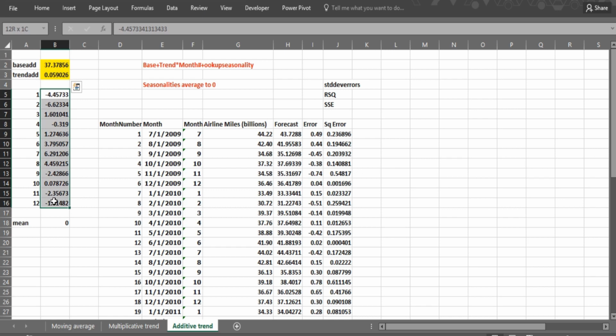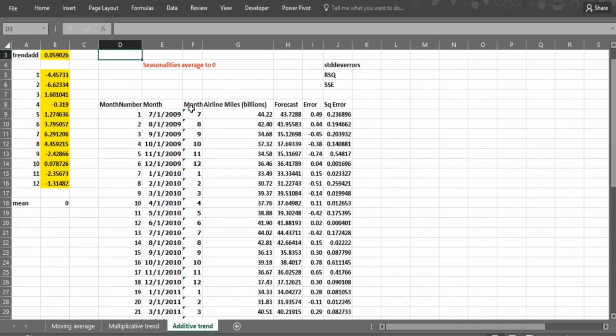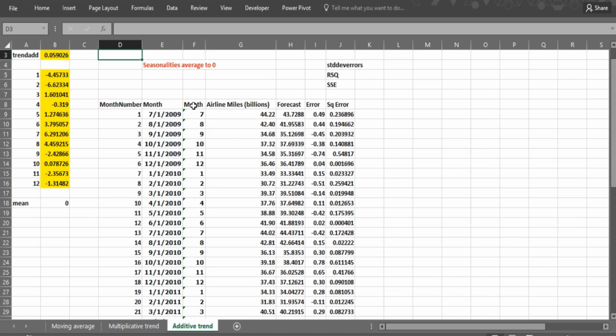That would be in B2 in this case. Then we'd have a trend per month, which we'll see is 0.06 billion per month, or 0.72 billion per year. That gets multiplied by the month number, which goes chronologically from one through the number of months we have, in this case 34. Now, the month column here is the month of the year. That's going to be July, that's going to be August, September, etc. That only goes 1 through 12.